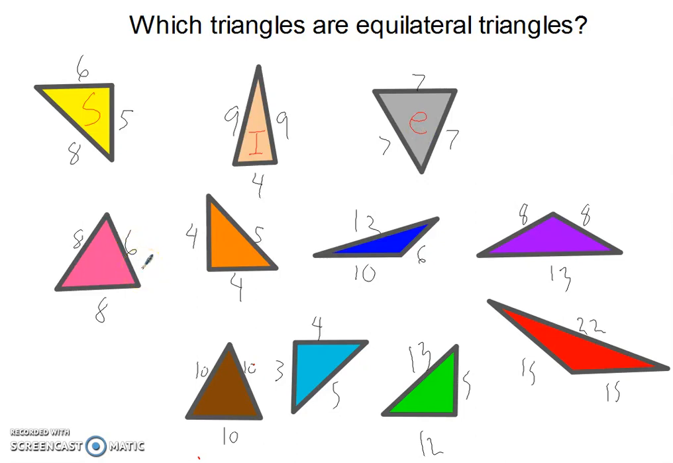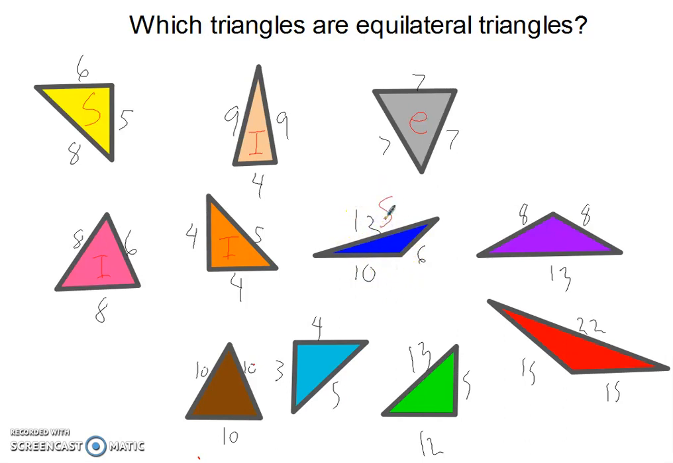8, 6, 8, two of them are 8s. So that would make it isosceles. This time the ice cream cone is on its side. 4, 4, 5, two of them the same, isosceles. 6, 10, 12, nobody's the same. So because every time you got on the scale, you weighed something different, so that's scalene.